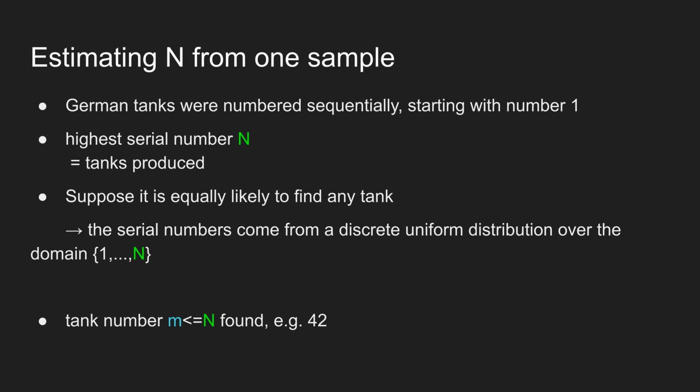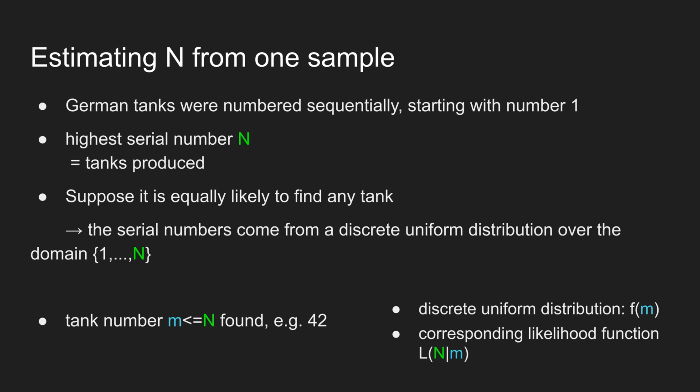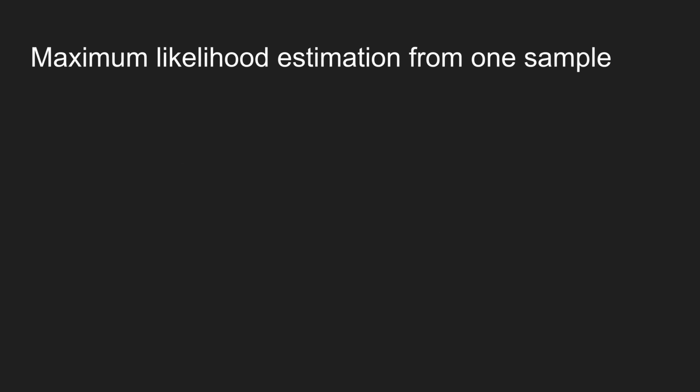We found this plaque with the serial number 042 in the battlefield. We can call it M, and the total number of tanks is n. Combined with the uniform distribution f of m and the likelihood estimation function L of n, knowing m, we have everything we need to calculate the maximum likelihood estimation. The question in place is, what is the maximum likelihood estimate for the total number of tanks given our observation?